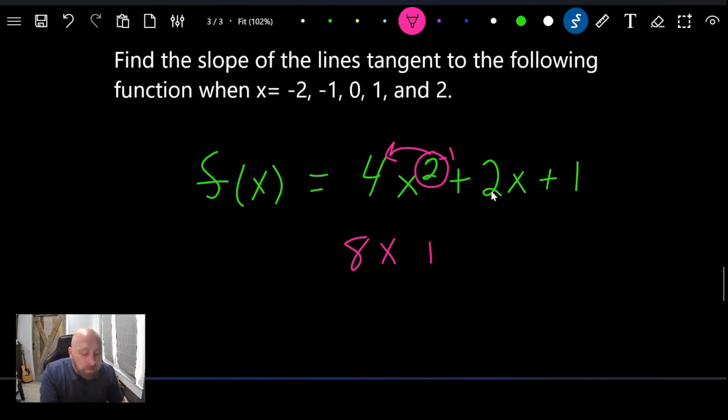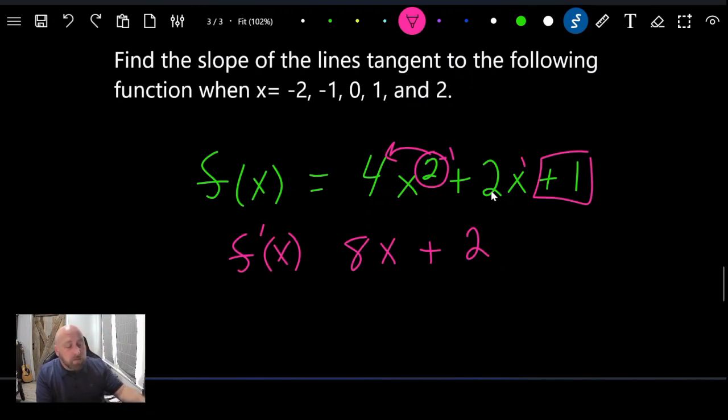And then we get plus, and then we do the same thing to this guy right here. So its exponent is 1, multiply it by that, and you still get a 2. Remember what I said with any variable that doesn't have an exponent, it just goes away. So it's plus 2, and then anytime that we have just a constant, it goes to 0, so this would be plus 0. We don't need to write that though, so this is our function prime of x, 8x plus 2.